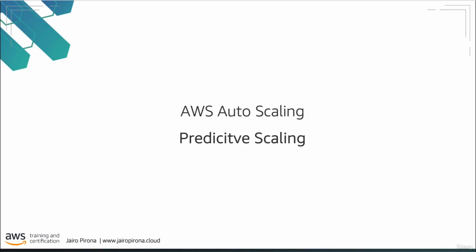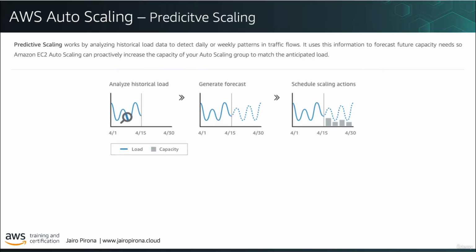The dynamic scaling policies we have analyzed so far are reactive in nature. That is, they respond to changes in metrics. Predictive scaling allows you to proactively increase capacity before demand occurs. It uses machine learning to predict capacity needs based on historical CloudWatch data. Therefore, predictive scaling uses historical data to calculate the capacity that best fits the historical load pattern.